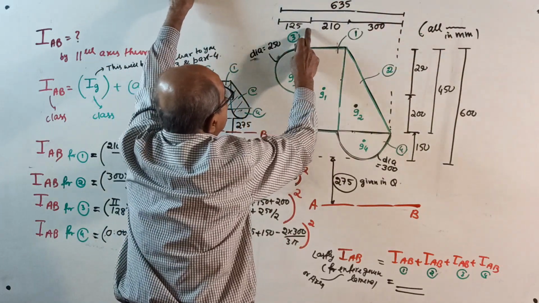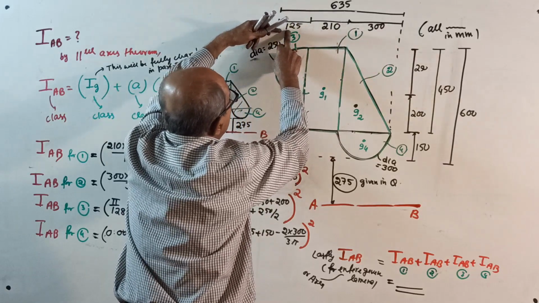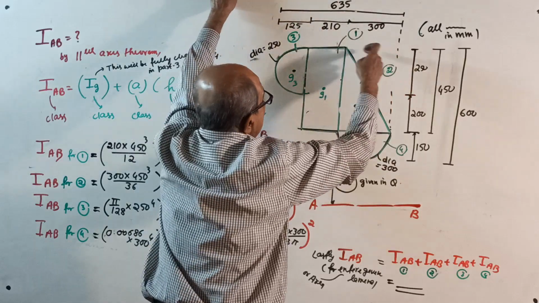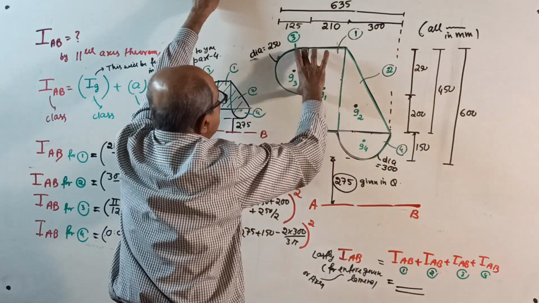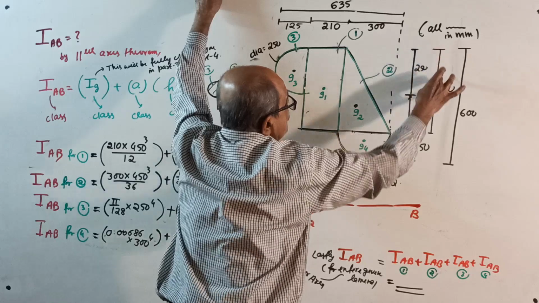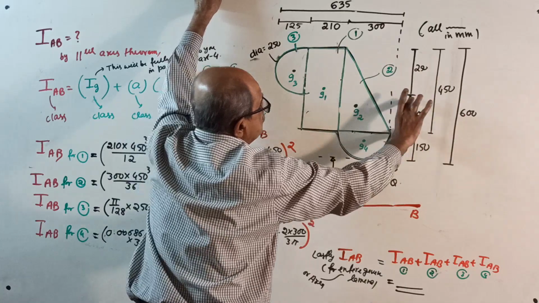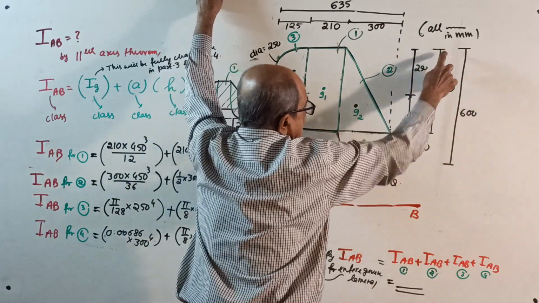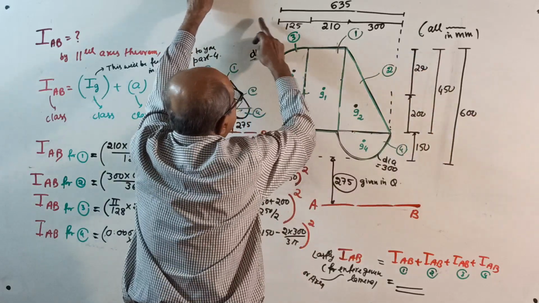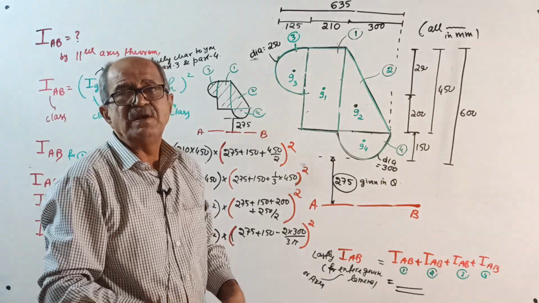See, 125 plus 210 plus 300: 210 plus 125 is 335, so 635, correct. And this is 250 given, diameter 250, so radius is not required. This full depth given is 450. From 450 subtract 250, this gap is 200. And overall depth is 450 plus 150, 600. The full width is 635, the full depth is 600. This is the area given.